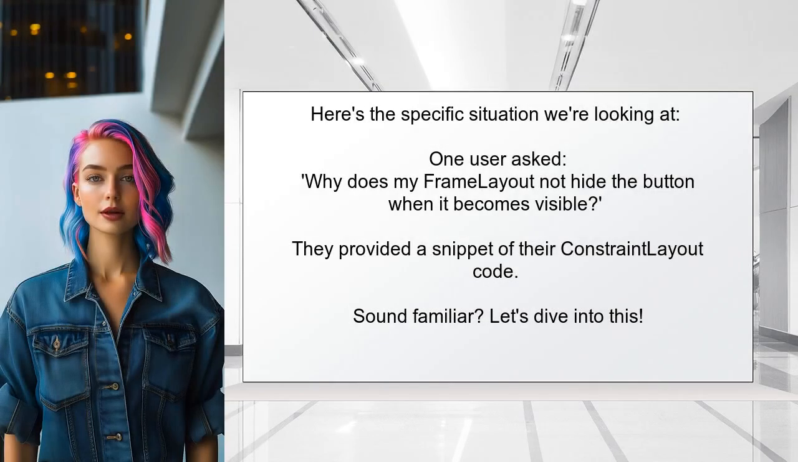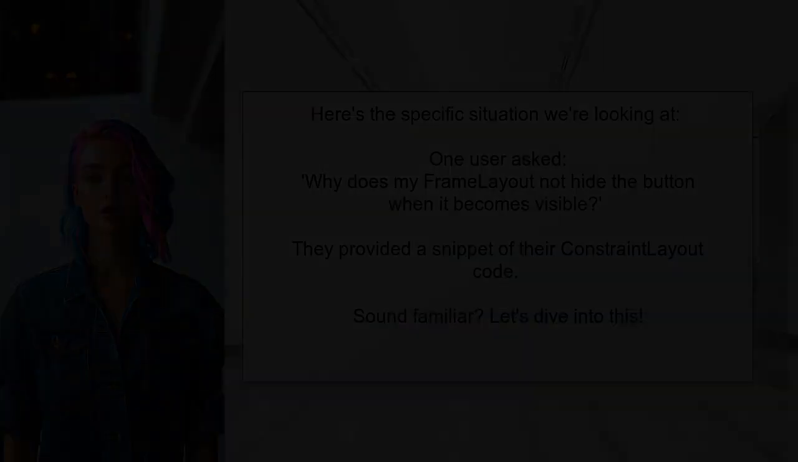Here's the specific situation we're looking at. One user asked, "Why does my frame layout not hide the button when it becomes visible?" They provided a snippet of their constraint layout code, and it seems like the button is still showing even when it shouldn't be. Sound familiar? Let's dive into this and find a solution.